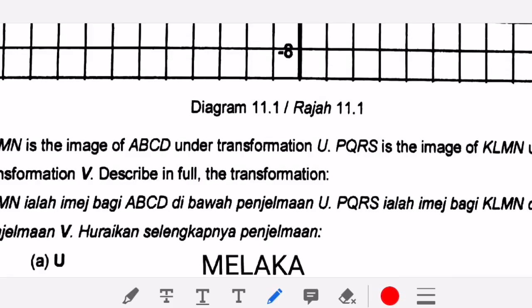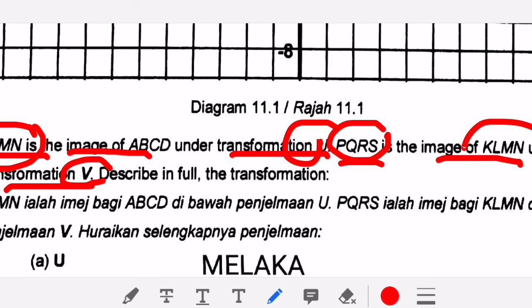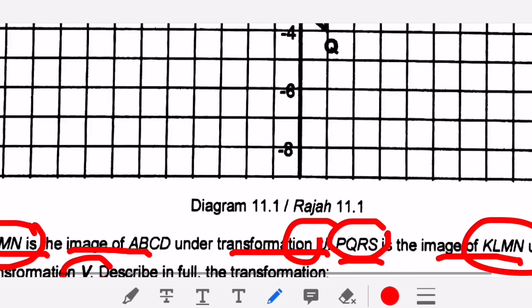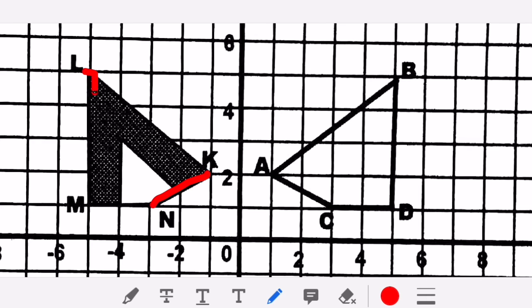For the second part, they say KLMN is the image of ABCD under transformation U. PQRS is the image of KLMN under transformation V. So we have KLMN, U, PQRS, V. KLMN is referring to the same one. KLMN is the image of ABCD, that means this one is KLMN, the image, and the object is this one.